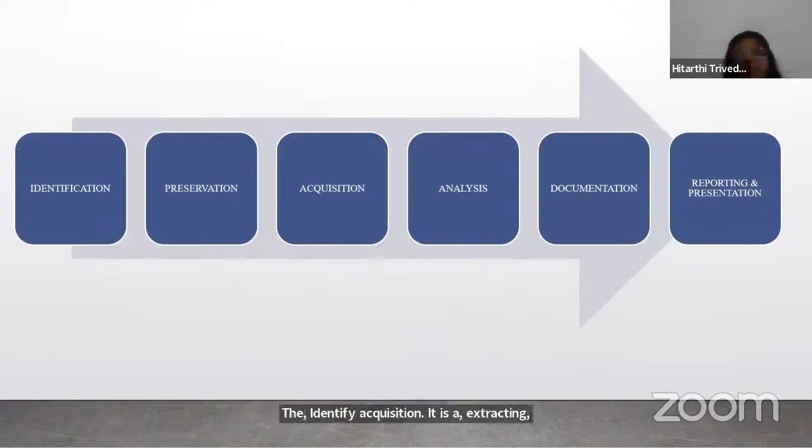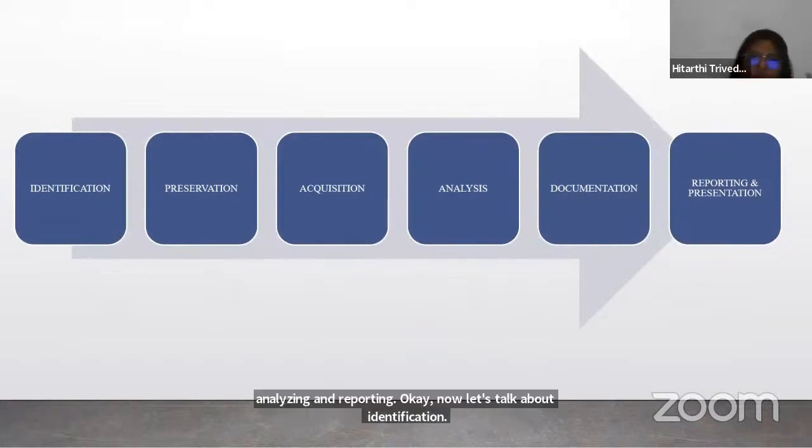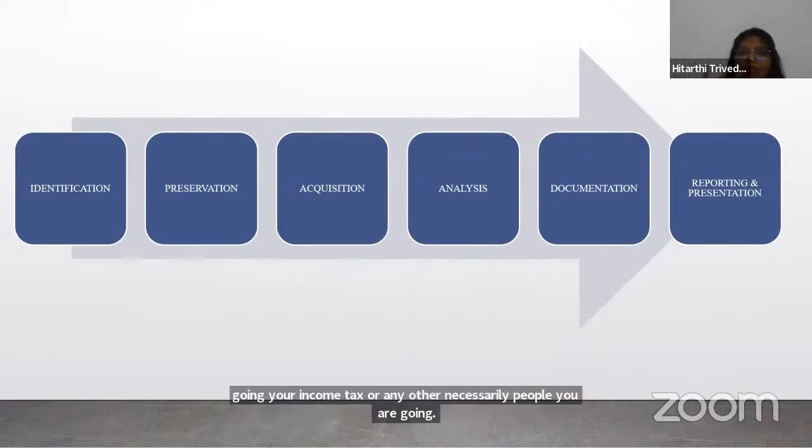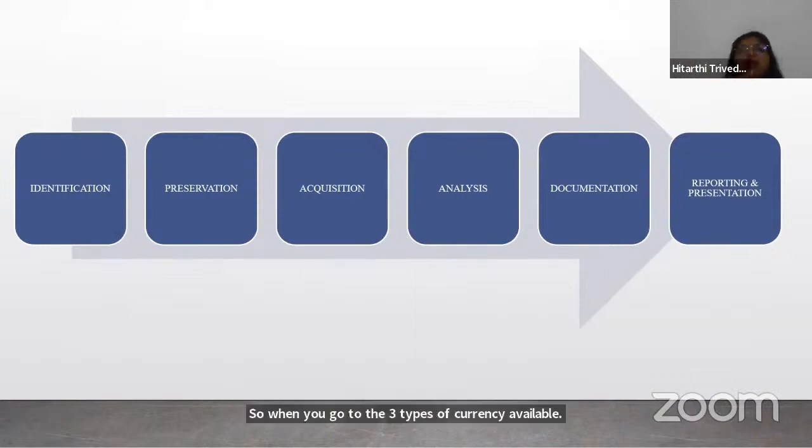I already told you, whatever case you are in, suppose you are a forensic expert going with a government organization, let's say CBI, or income tax, or any other FSL people. When you go to the crime scene, there will be three types of crime scene available: your home premise, office premise, and a workshop or godown, in common language. Okay, so there will be plenty of systems available.